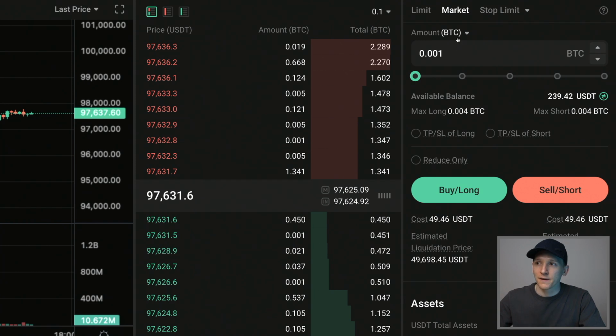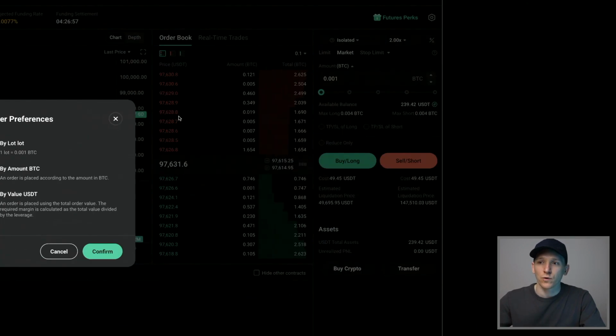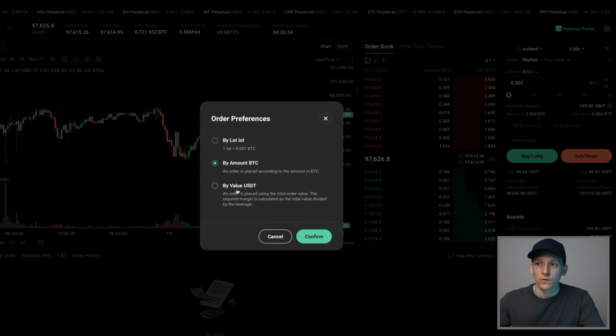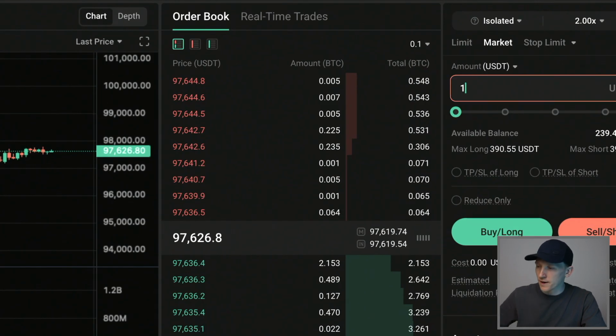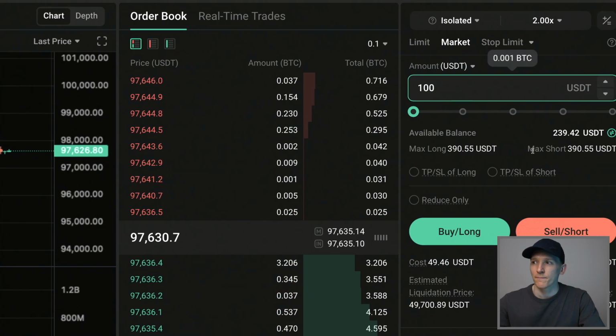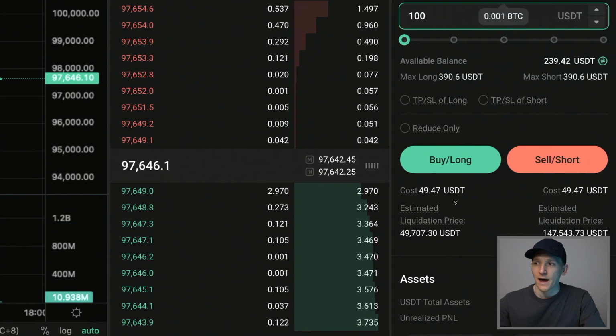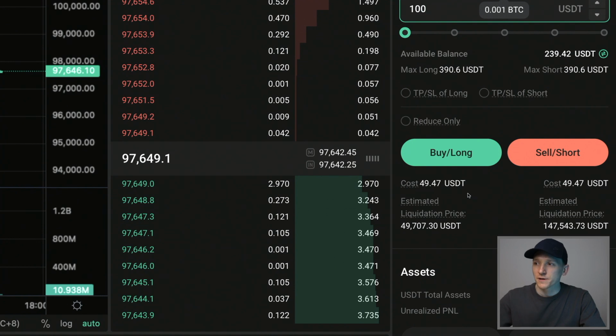So for this amount in BTC, you can also do this via lot or value. If you choose value right here, you can do that as well. So let's say I put a $100 trade in. You can see it's the same thing, right? I'm buying around 0.001 BTC and my cost is $50 right here. So I'm just going to buy long.